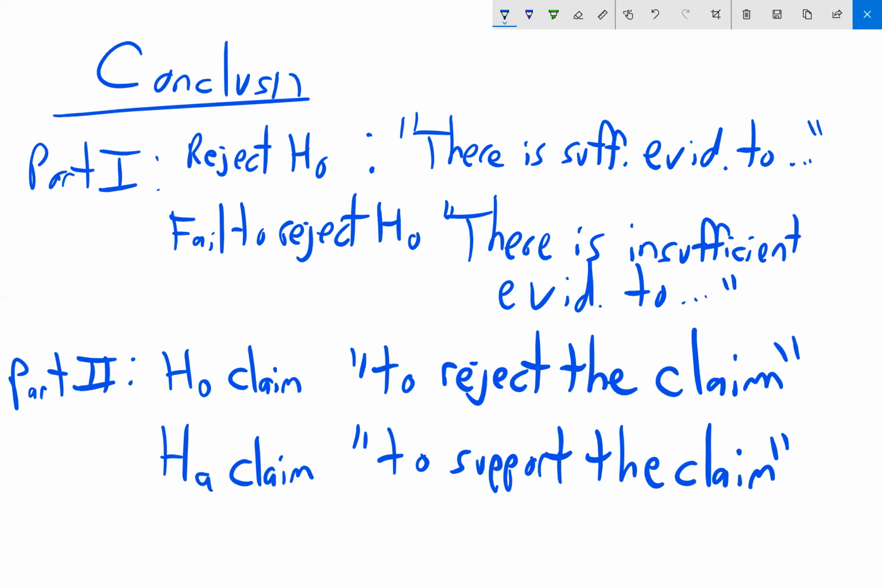So whenever you're trying to write up your conclusion for one of these hypothesis tests, the first thing you need to ask yourself is, what was the decision that was made? Did we reject the null, or did we fail to reject the null? If you reject the null, we start off with, there is sufficient evidence to. If we fail to reject the null, then it would be, there is insufficient evidence to. The second half of the sentence is based upon which of the two hypotheses was the claim. If the claim was the null, then it would be to reject the claim. And if the claim was the alternative hypothesis, then it would be to support the claim.